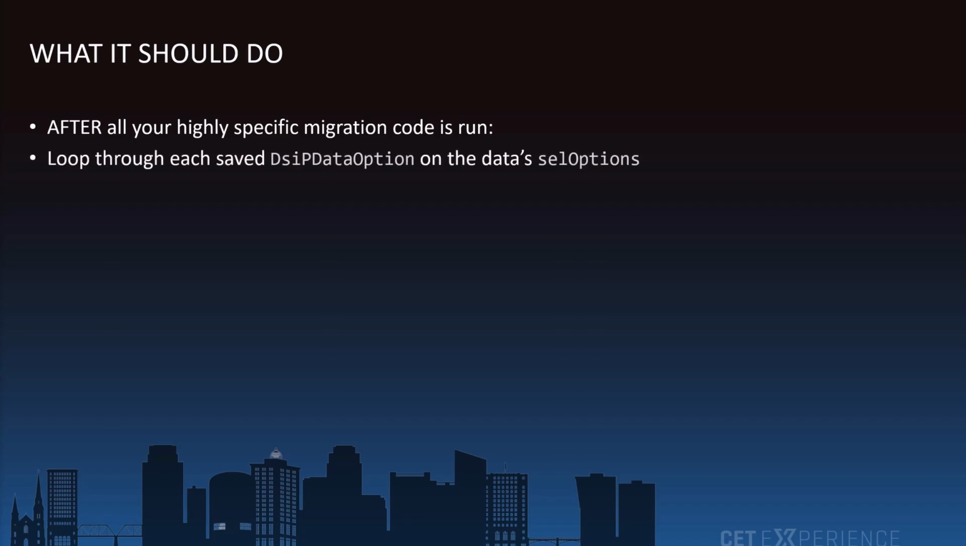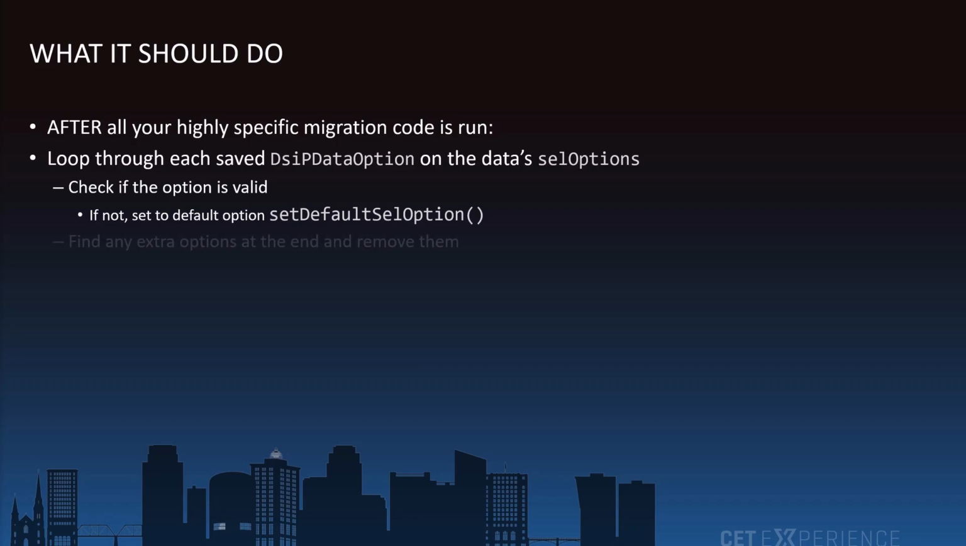It should loop through all saved DSP data options. Those are all of your cell options on your data. And for each of those, check if that option actually is valid. There are functions for this that are built into DSP data and into data catalogs. So make sure it's valid for the corresponding catalog feature in the catalog's updated current state. If it's not, set it to the default option using the method setDefaultCellOption.